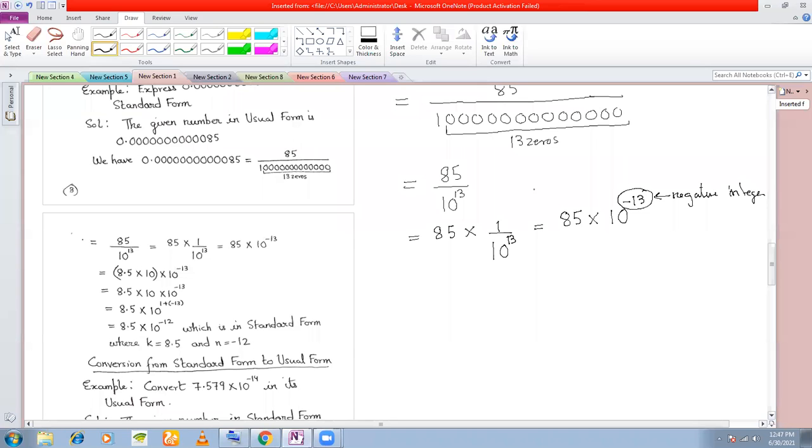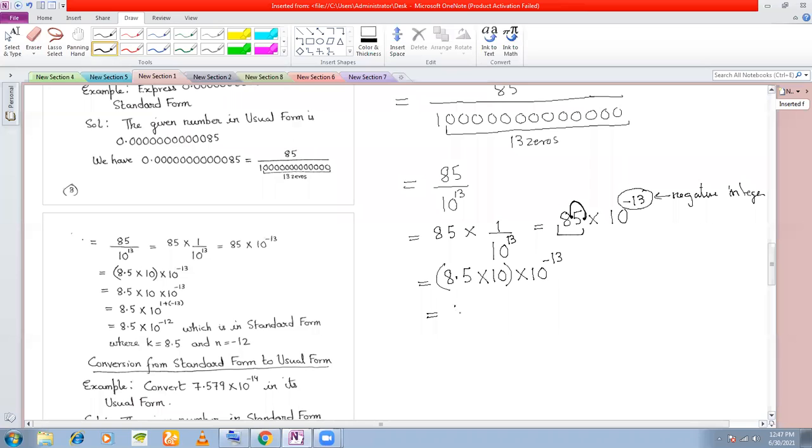Why is this not in standard form? Because this number 85 is greater than 10. We need to make this number into something that is less than 10. So how do we make it? 85 has a decimal point here. If we shift the decimal point one place, this will become 8.5. And if I am shifting the decimal in this direction, towards the left, we need to multiply by 10, right? And we write 10 to the power of minus 13 as it is.